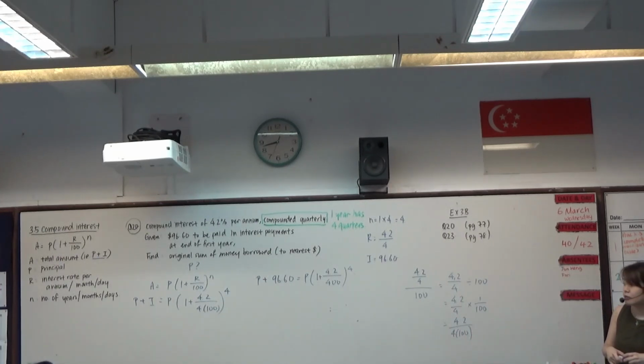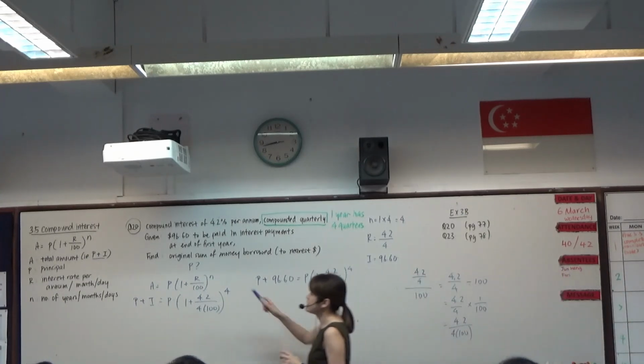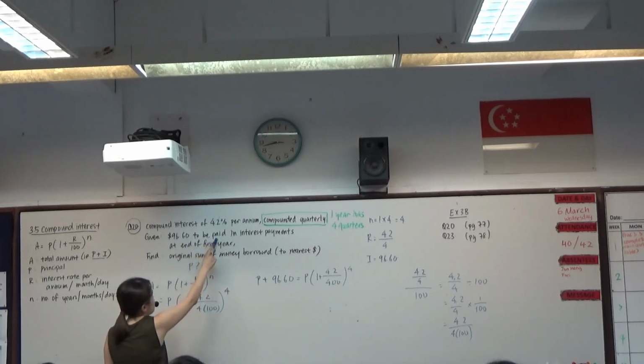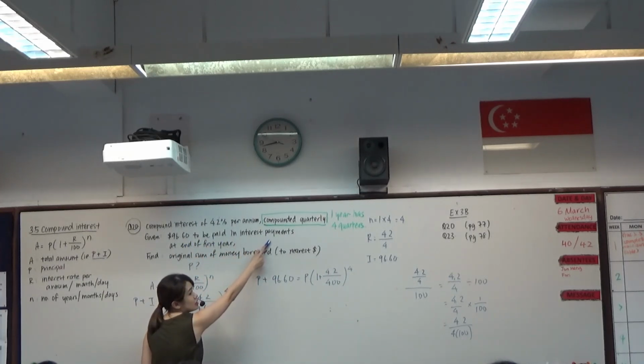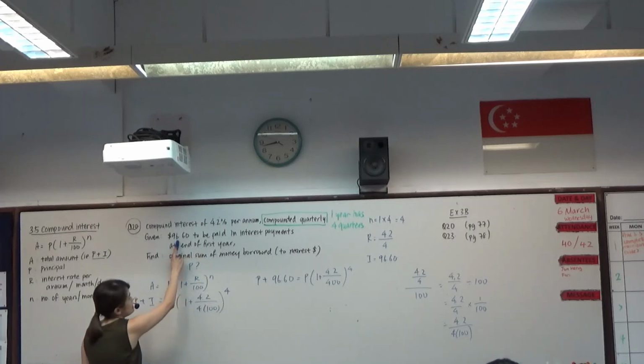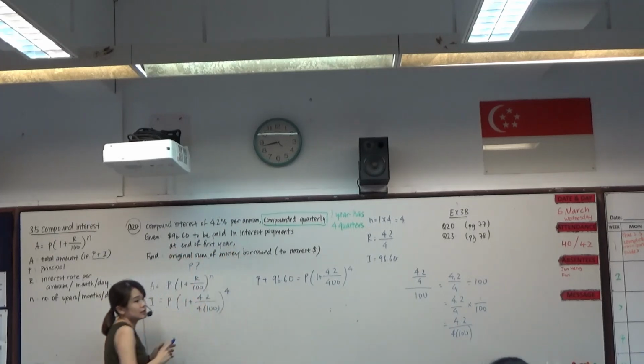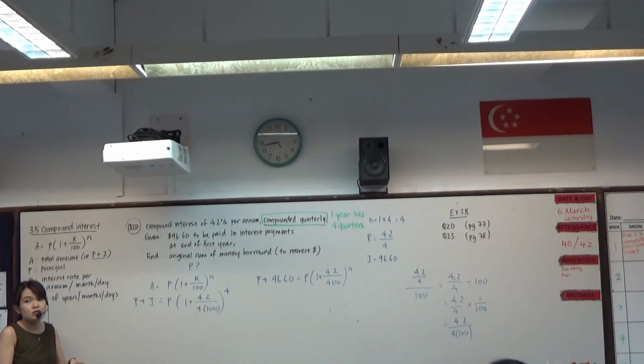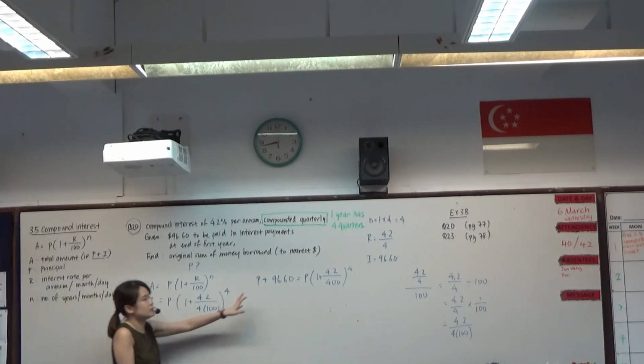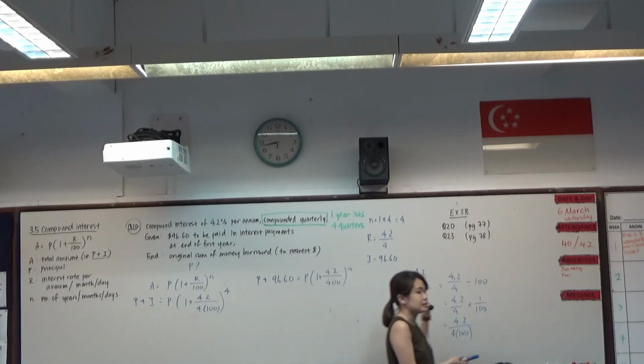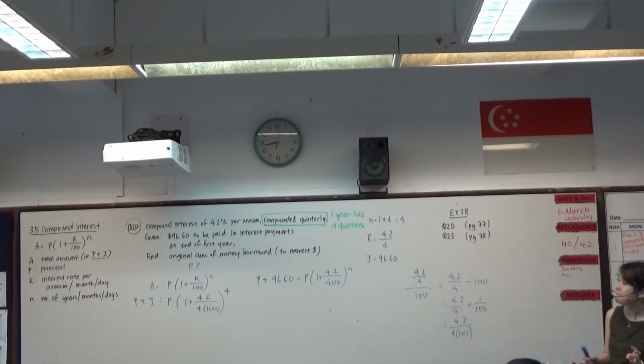Okay? Alright? Yes. Why is the I equal to 96? I thought the A is 96. No, the question says $96.60 is to be paid in interest payments. So $96.60 is actually the interest that is to be paid. The interest is the extra amount, right? So that's the additional amount. So I is actually $96.60, not A.